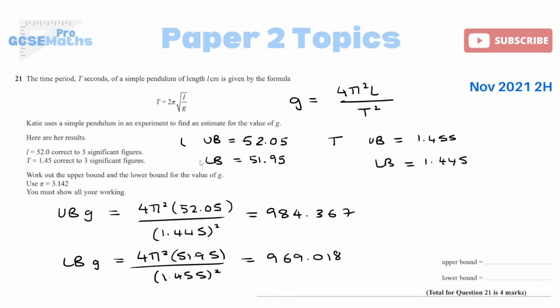Now, this one, they haven't asked us to do by considering bounds, because if you look, neither of them round to the same thing. As in, one would round to maybe 980, one would round to 970. That's why they've not done by considering bounds in this case.